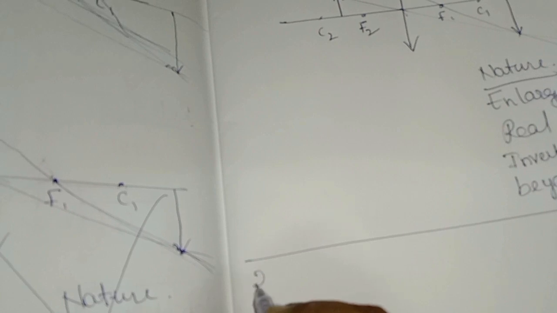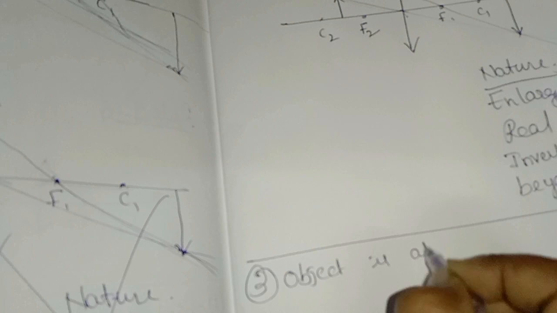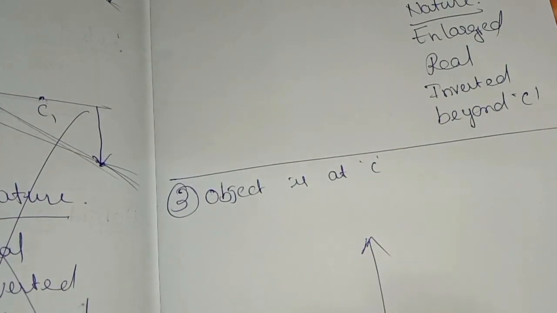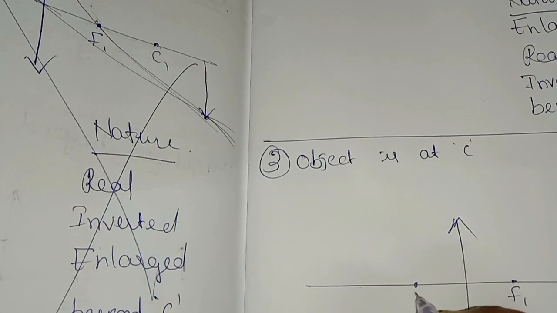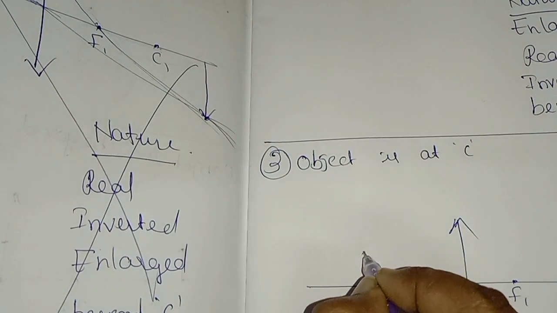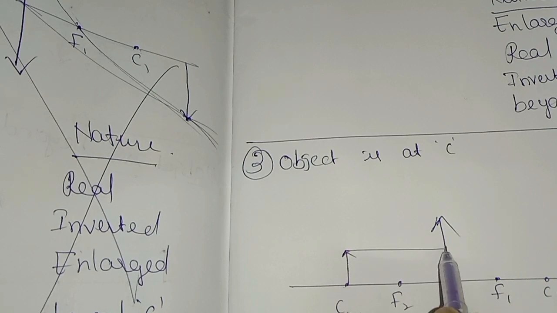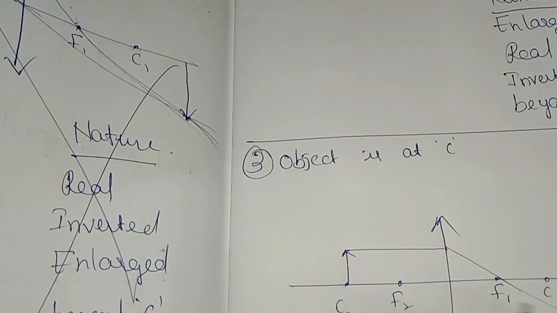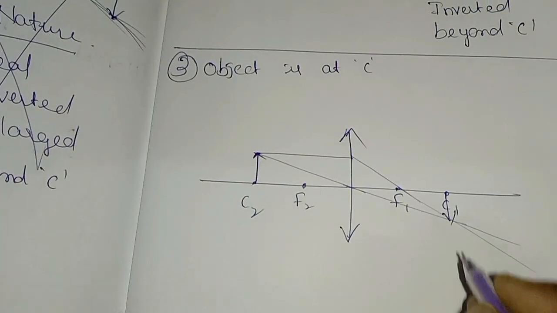So when the object is in the third case, the object is at C, right? So place here the convex lens, F1, C1, F2, C2. The object is on C. So the first case in my figure is correct, it refracts through focus. Any light ray passing through the optic center, yeah, I got this correct, right?